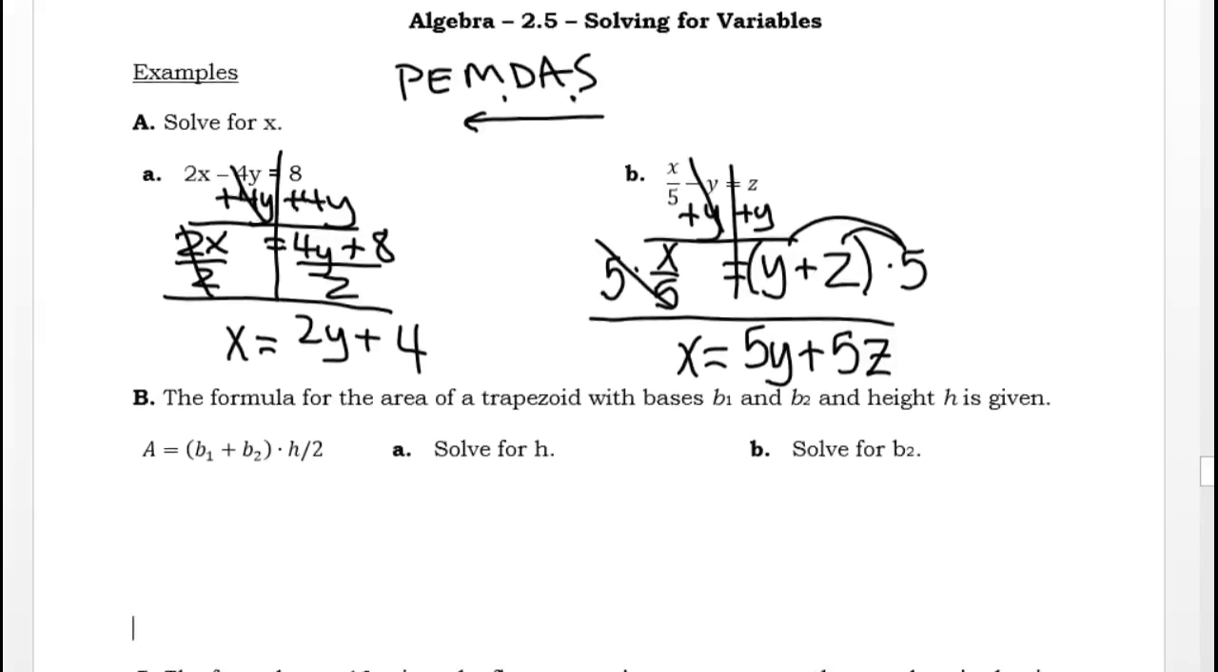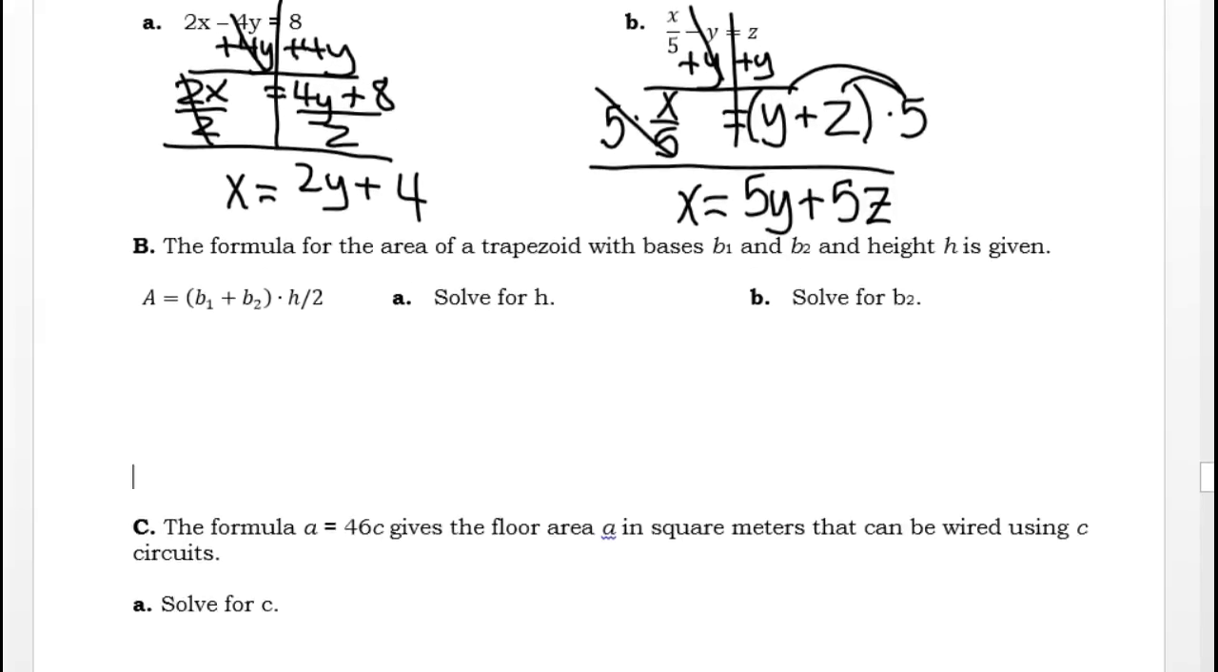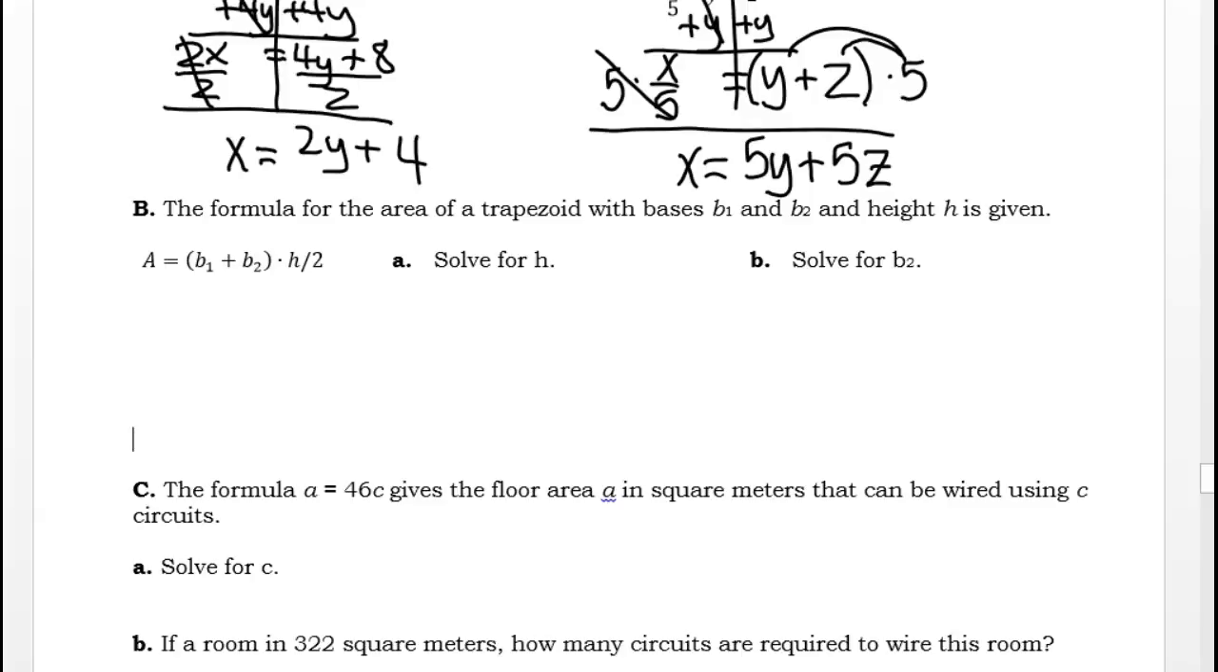Letter B says the formula for the area of the trapezoid with bases b1 and b2 and height h is given. A equals the sum of b1 and b2 times h over 2. Letter A says solve for h. So we're still going to work our PEMDAS backwards. We're going to start by undoing any addition and subtraction. But the problem is the only addition that I see is actually inside the parentheses, and parentheses comes last. So we have no add subtract to do.